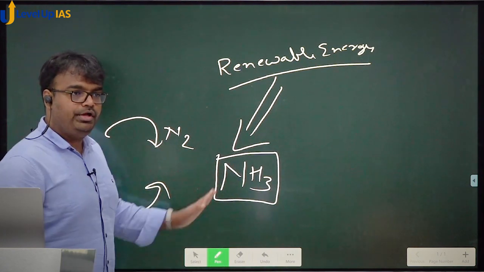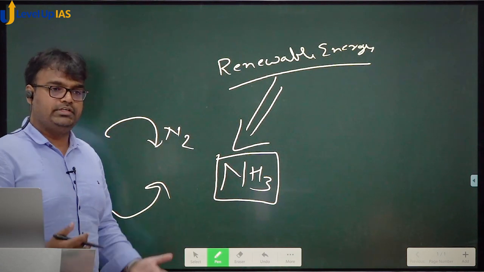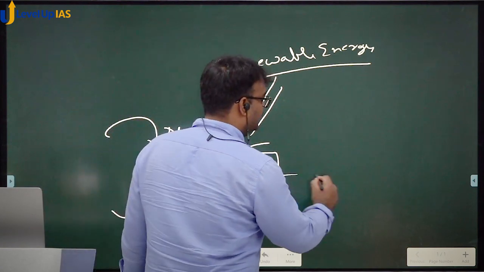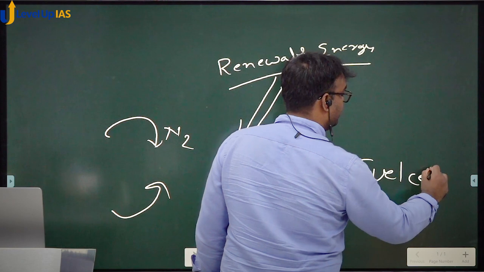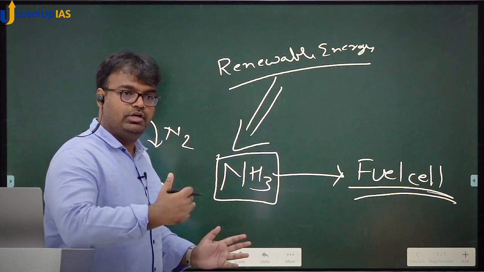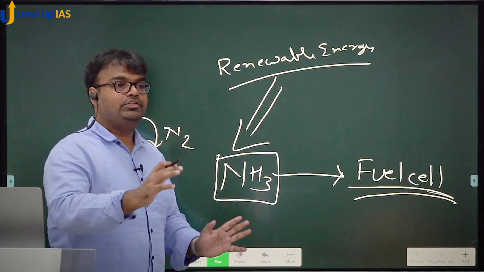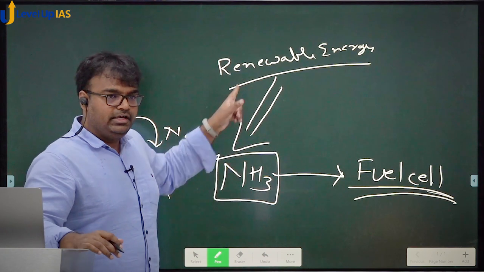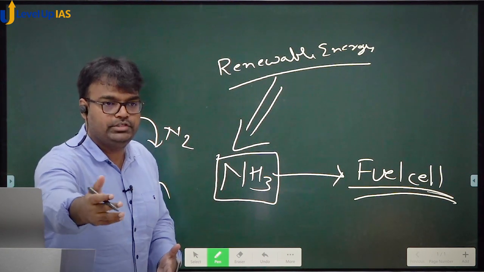Now, ammonia needed this energy to be formed. And when you have to use this energy in future, this ammonia would be used in a fuel cell as fuel. In the fuel cell, this ammonia will be reconverted into the compounds from which it was formed, but in the process would release energy. Here, it took energy and thus stored it. In future, in the fuel cell, it will release energy.